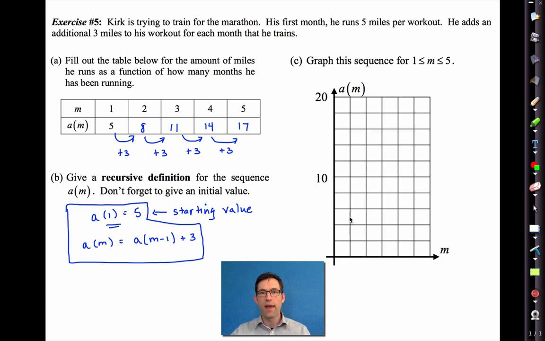1 and 5, 2 and 8, 3 and 11, 4 and 14, and 5 and 17. And that's it. All right. Remember, no connecting sequences with straight lines or with any other type of curve for that matter, right? An unconnected series of points. All right, I'm going to clear these out.